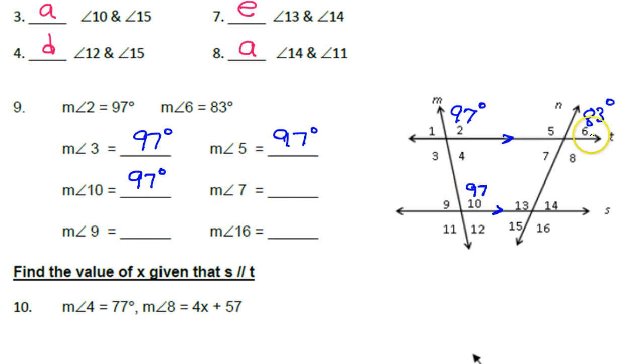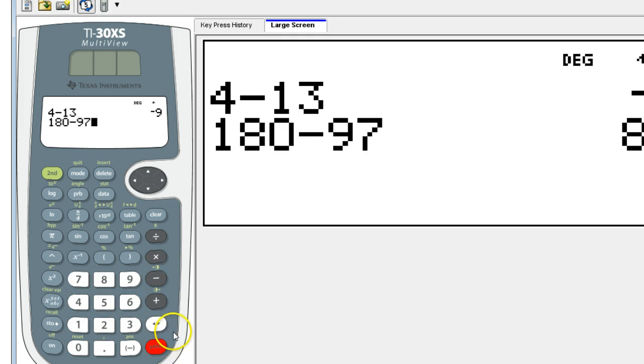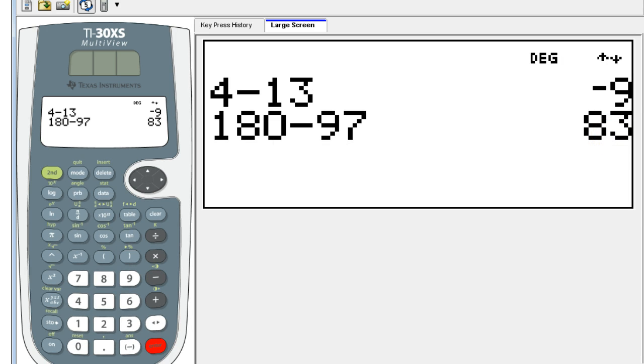Angle 7, well, these are vertical angles, so that'll be 83 degrees. Angle 9, well, these are supplementary. They're a linear pair. So I could do 180 minus 97. So that's 83.